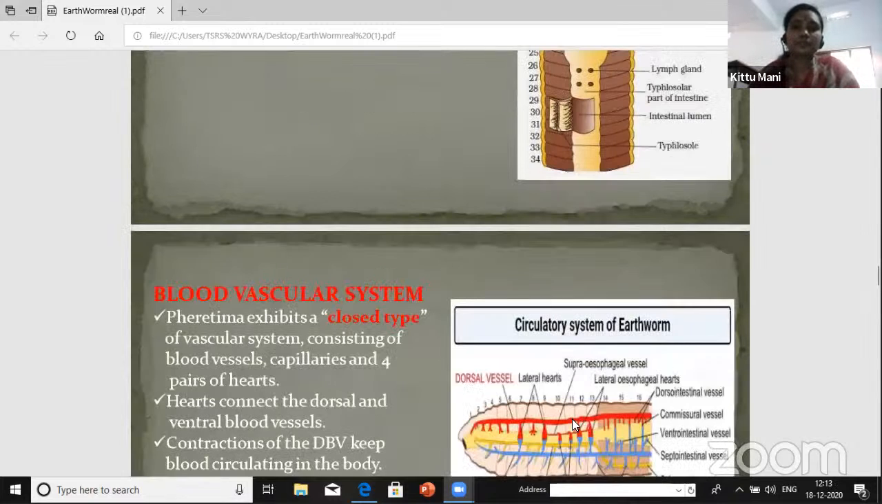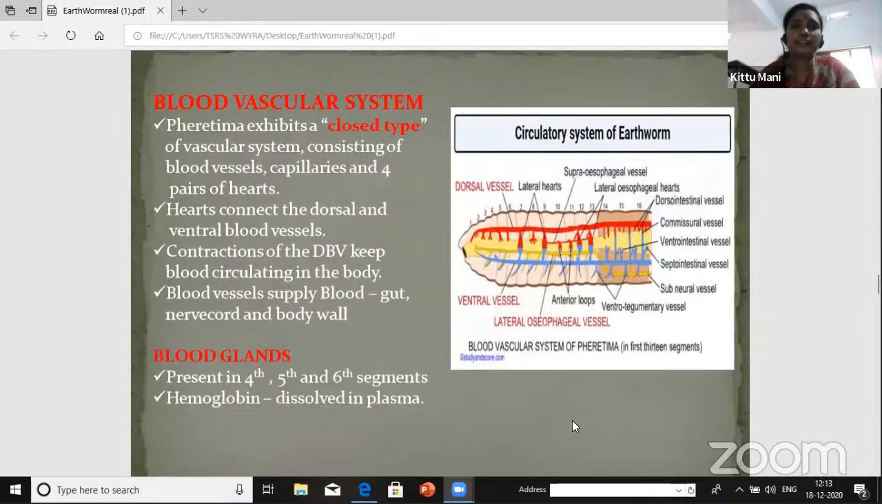Okay, next we will enter into the blood vascular system, nothing but the circulatory system of the earthworm. Here the earthworm exhibits a closed type of vascular system. Which type, students? Closed type circulatory system. We discussed it in the previous class. Closed type means blood travels in the blood vessels, blood passes through the blood vessels, so the system is called a closed type circulatory system. Here the circulatory system consists of blood vessels, capillaries, and 4 pairs of hearts.